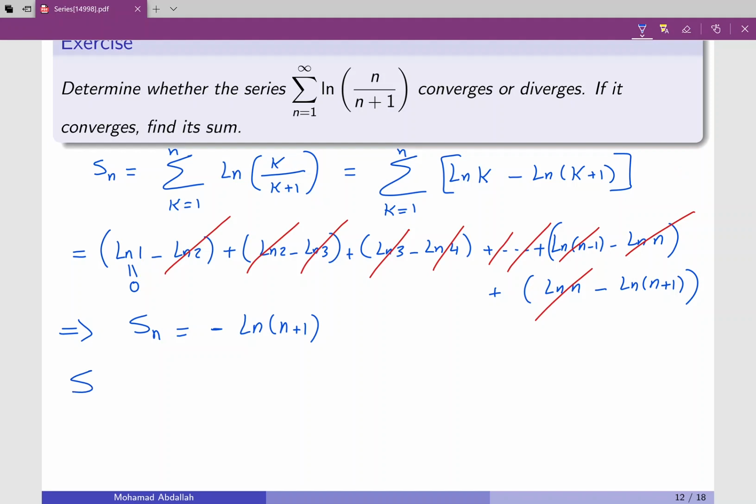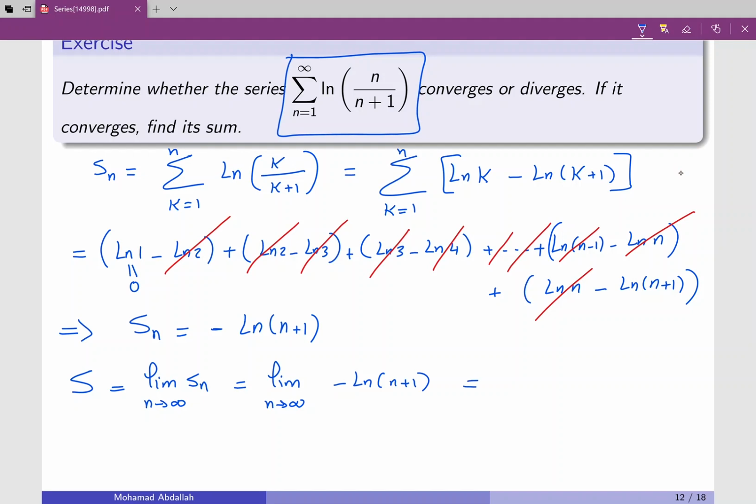Now S, this infinite sum, is just the limit of the partial sum Sn when n approaches infinity. This means it's the limit when n approaches infinity of negative ln of n plus 1. And this is going to be negative infinity, because when n gets large, ln of n gets large as well, and because I have a minus, that's negative infinity. So as a result, S is equal to negative infinity. This means the series is divergent.